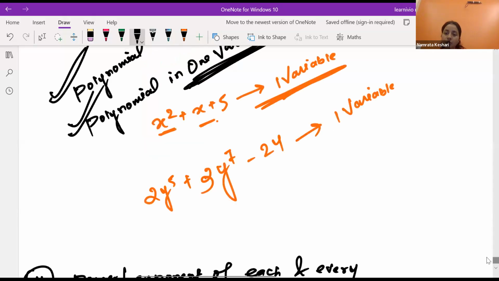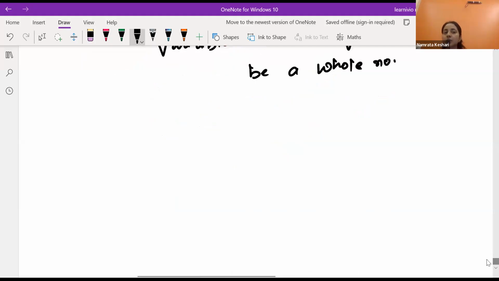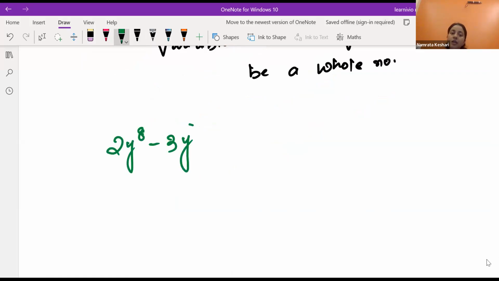Okay, so let me explain what exactly it's trying to say. If we have a polynomial, let's say 2y to the power 8 minus 3y to the power 7 plus 4y cube plus 24. So first thing: is it an algebraic expression having just one variable? Yeah, it is, right?